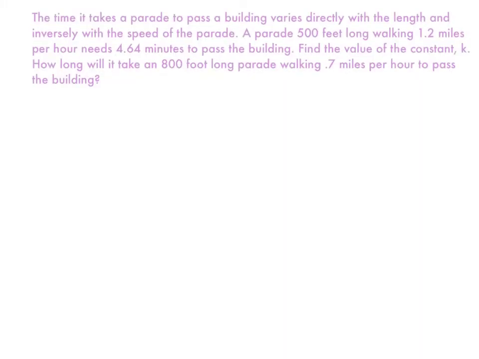Next problem. The time it takes a parade to pass a building varies directly with the length and inversely with the speed of the parade. That means that the longer it is, the longer it's going to take, but the faster they're walking, the shorter it's going to take. So that goes all together in one equation. A parade 500 feet long, walking 1.2 miles per hour, needs 4.64 minutes to pass the building. Find the value of the constant K. How long will it take an 800-foot-long parade walking 0.7 miles per hour to pass the building?